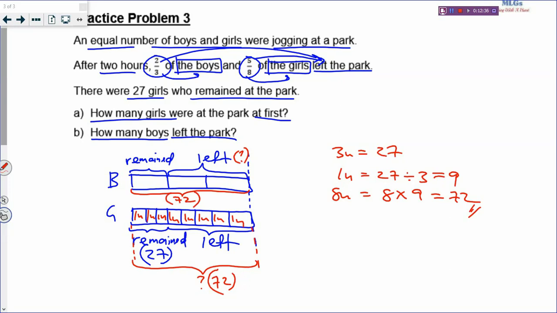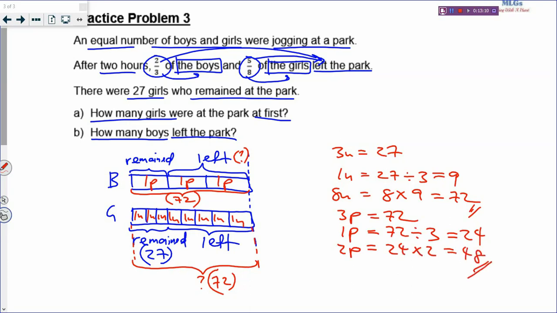You can call these parts if you like. So you have parts and units. In primary 5, you will have the parts and units model, and this is something like your parts and units model. So you have 3 parts is equal to 72, and 1 part will be 72 divided by 3, and you get 24. And 2 parts of boys left the park. So that will be 24 times 2, and you have 48 boys who left the park.